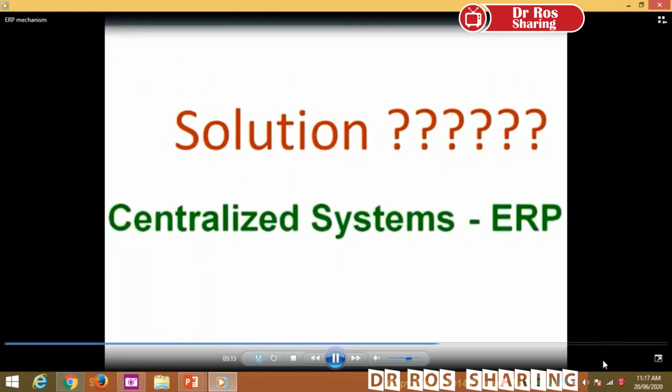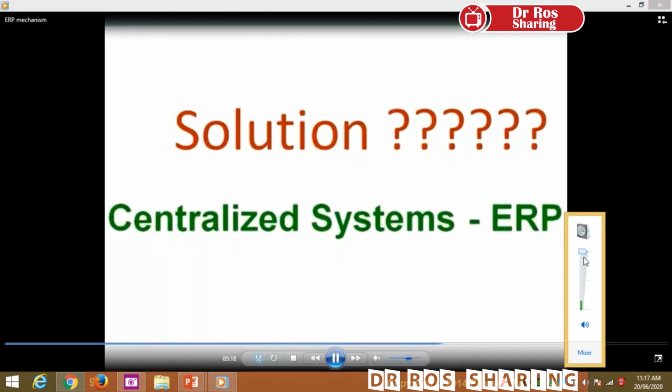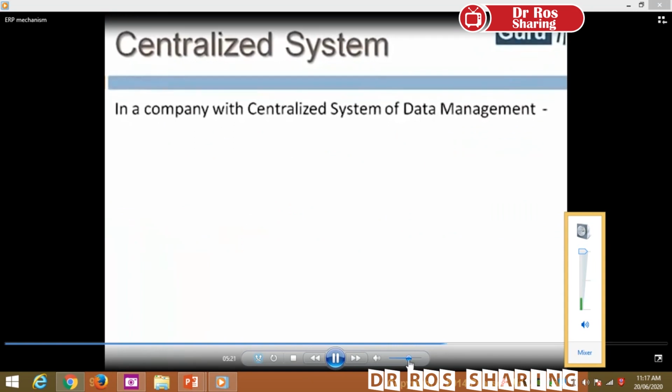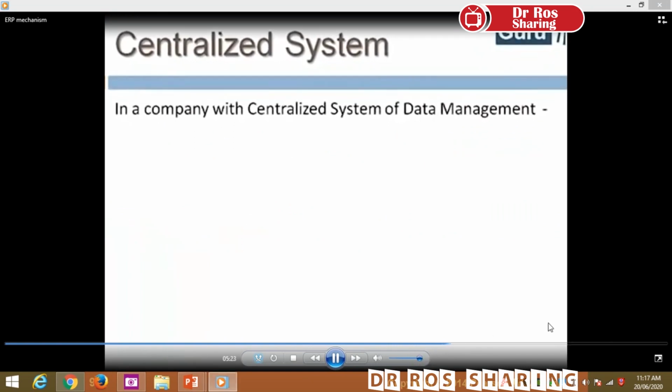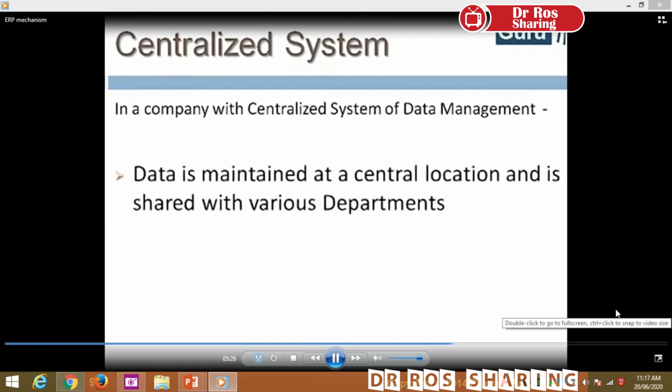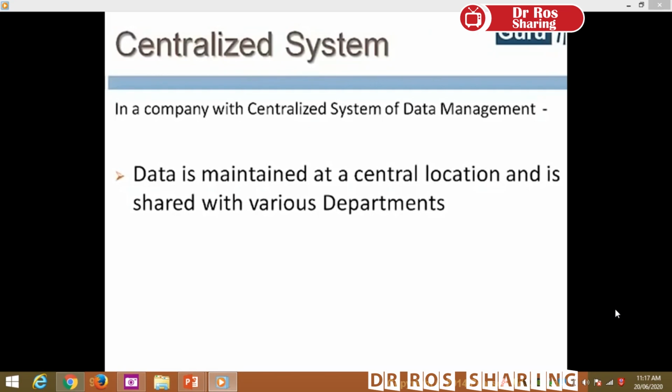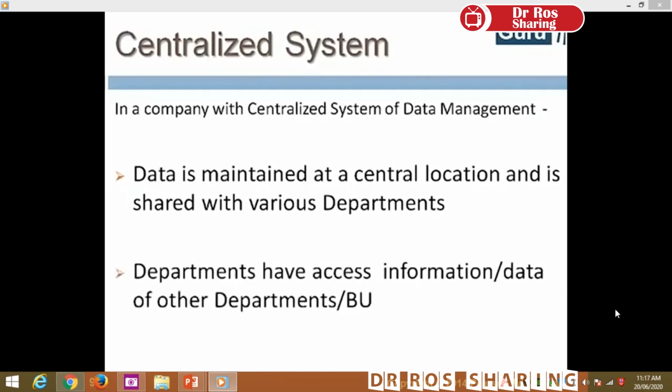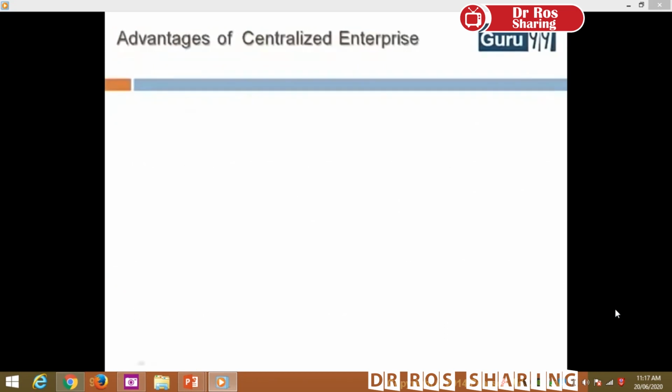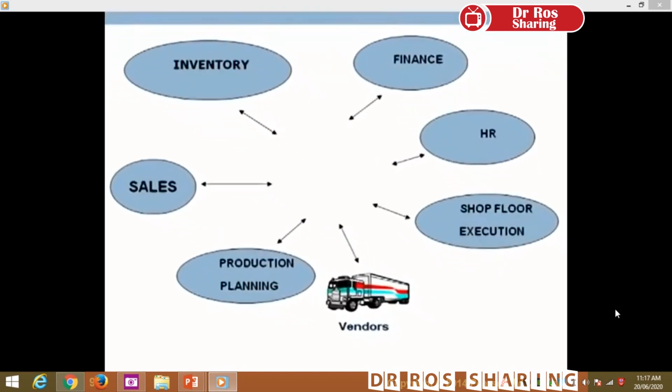Well, the solution lies in centralized systems, that is, ERP. In a company with a centralized system of information and data management, data is maintained at a central location and is shared with various departments. Departments have access to information or data of other departments. Let's look at the same business process again to understand how a centralized enterprise system helps overcome problems posed by a decentralized enterprise system. In this case, all departments update a central information system.